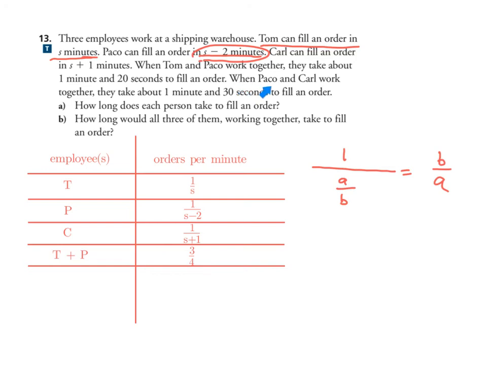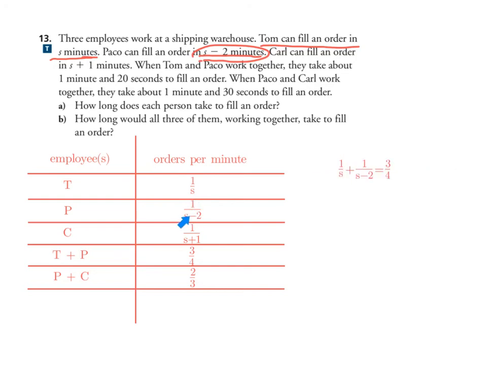All right, let's continue. When Paco and Carl work together, they take about 1.5 minutes to fill an order. Or we can say 3 over 2. That way, orders per minute is 2 over 3. All right, so since we have the number of orders per minute, this t plus p is literally this many orders that Tom can do, and this is the number of orders that Paco can do. And so together, 1 over s plus 1 over s minus 2 will equal 3/4.